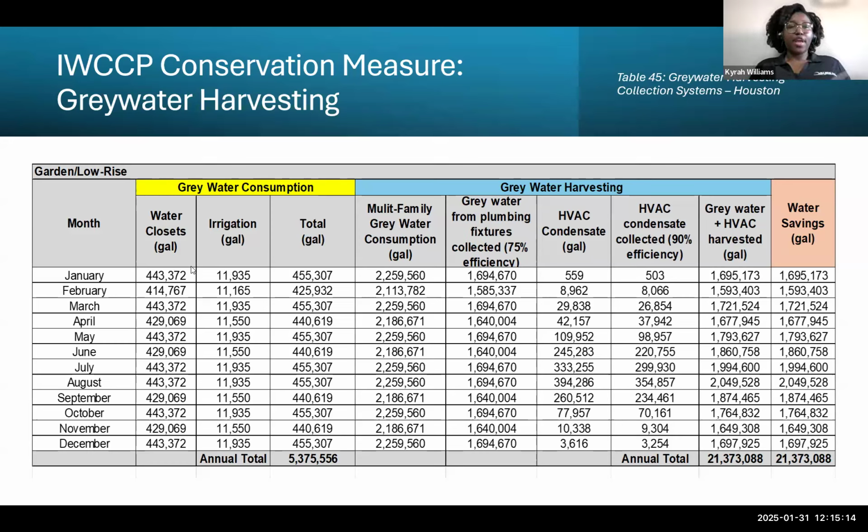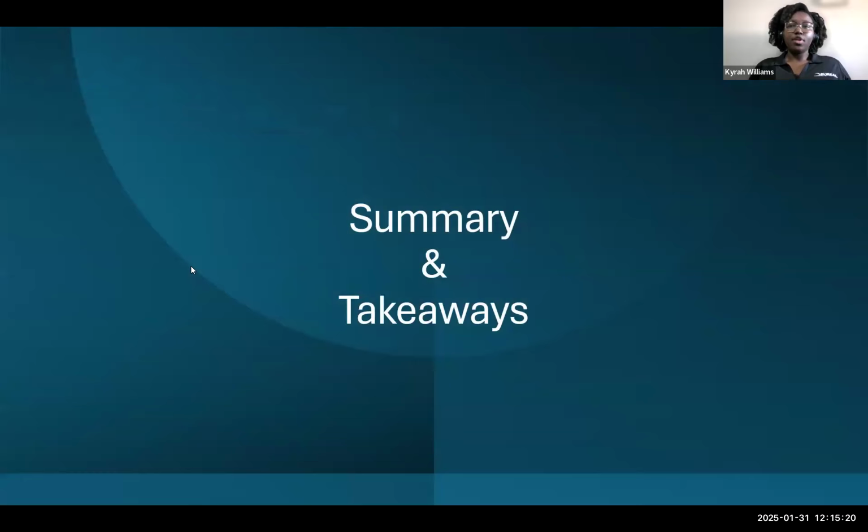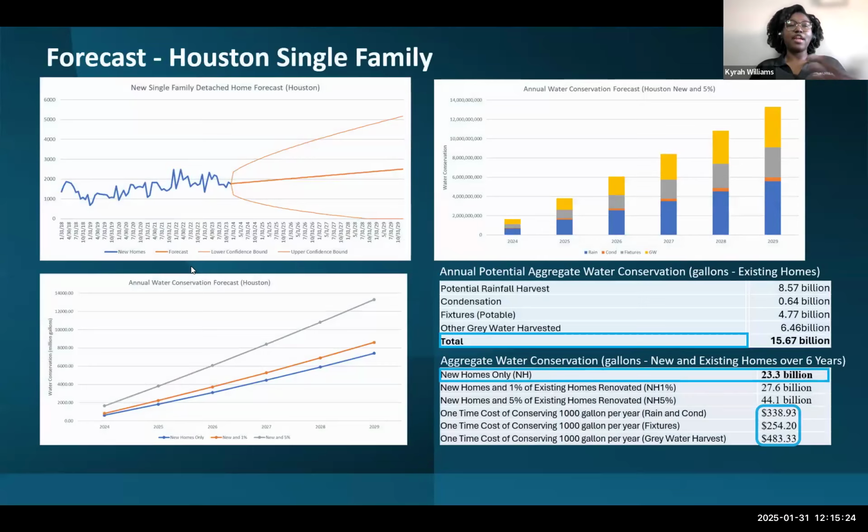Looking at the gray water harvesting, we're able to also come up with those water savings as shown on the screen. But the overall summary and takeaway is simply that the implementation of water conservation measures is not without reach. That is actually very helpful, very useful.